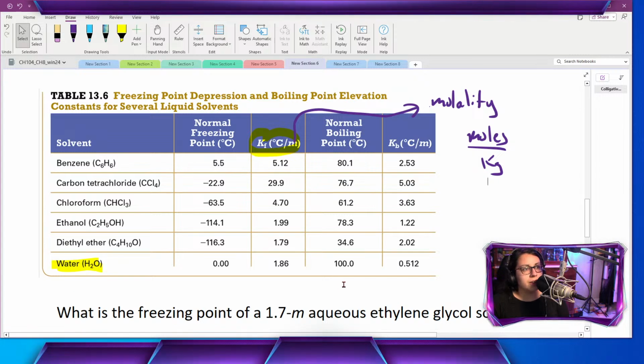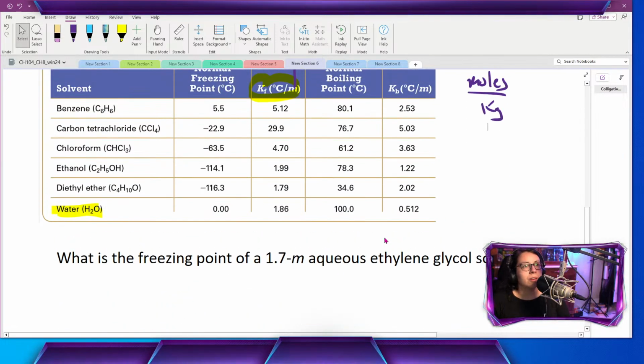And again, here's our chart with just a few solvents. So probably mainly focusing on water. And on an exam, I would likely give you the constant, so you're not trying to hunt around or looking at the textbook. So I would give you Kf and Kb if you needed those. All right, try this one.